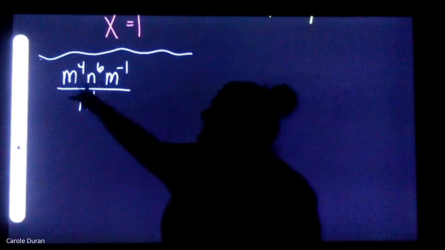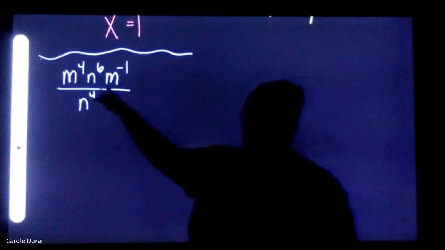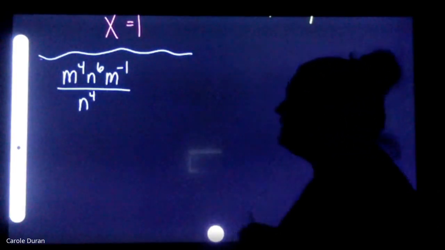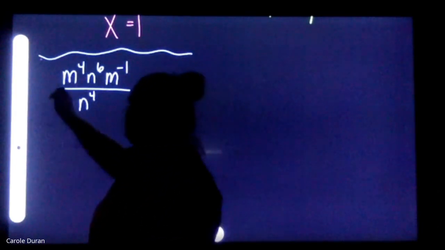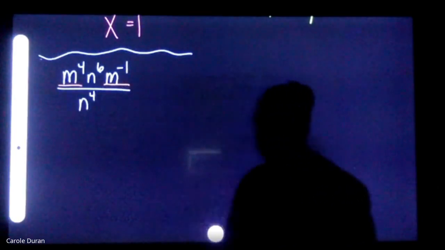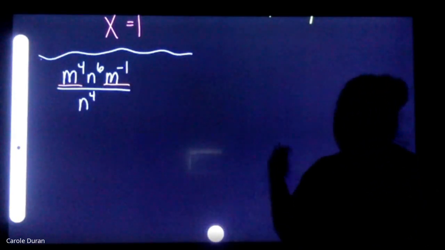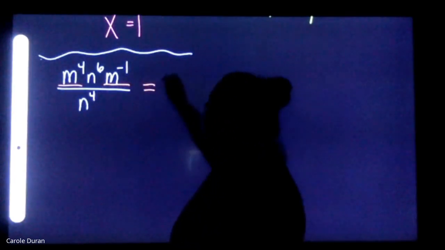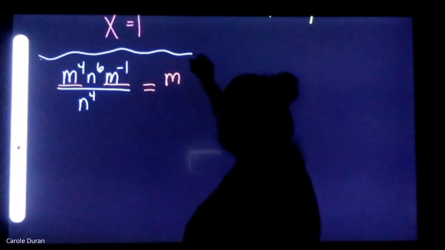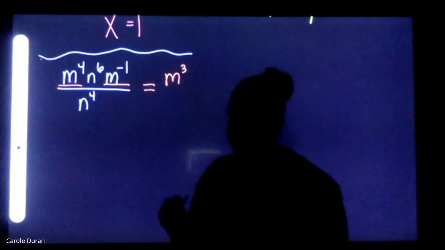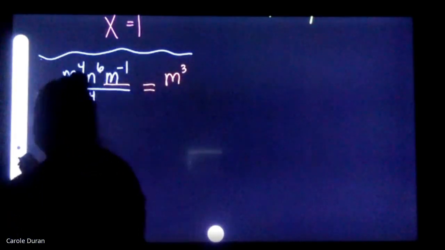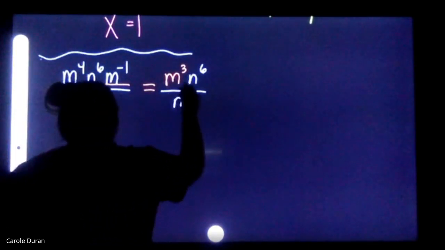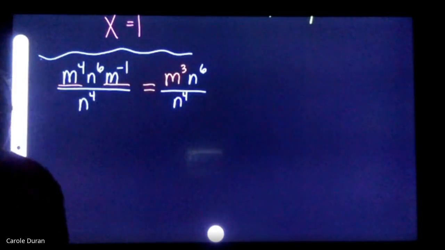So as I'm looking at the top, is there anything that I can put together? The m's, right, Devin. I have an m to the fourth, and I have an m to the negative 1 that are being multiplied together. Remember, when I multiply two terms together, I add their exponents. So this simplifies into m to the 4 minus 1, which is 3. The n stays because there's nothing I can combine it with in my numerator. And the n in the denominator also stays because there's nothing I can combine it with in the denominator.